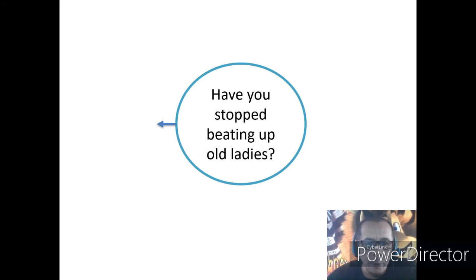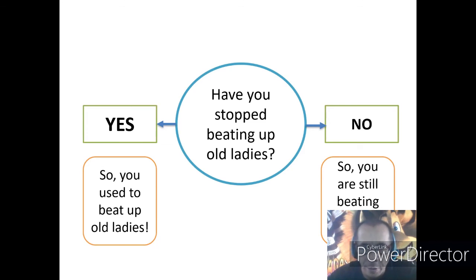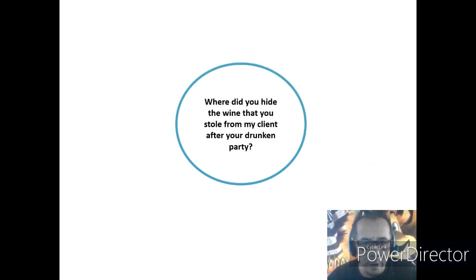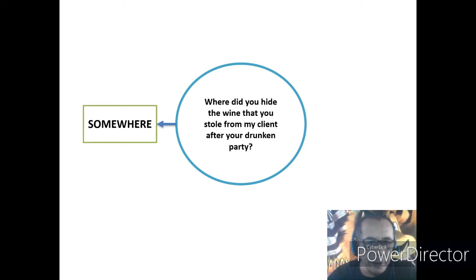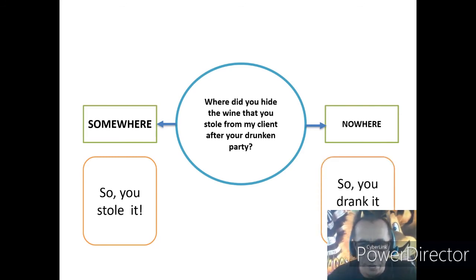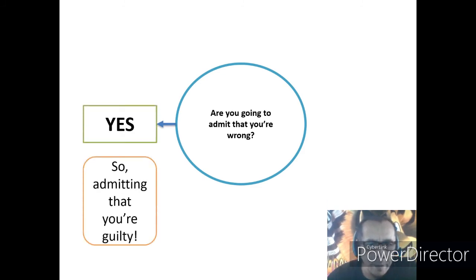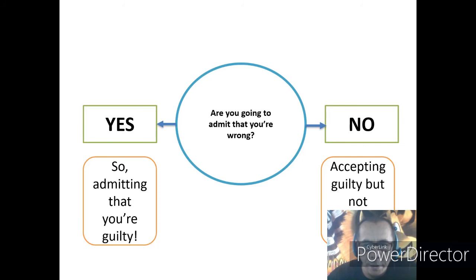If your answer is yes, in other words, so you used to beat up the old ladies. But if your answer is no, so you are still beating up the old ladies. Another example, where did you hide the wine that you stole from the client after your drunken party? If your answer is somewhere, so you stole it. If your answer is nowhere, so you drank it all. Another example, are you going to admit that you're wrong? If your answer is yes, so admitting that you're guilty. If your answer is no, accepting guilt but not admitting it.